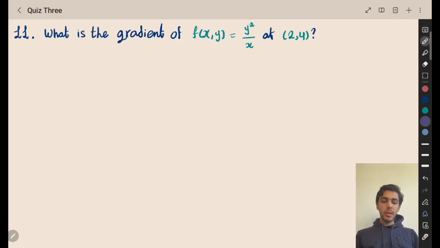What is the gradient of this function at the point 2 and 4? To answer this question, you need to know what a gradient is as a start. I think that's a good starting point.